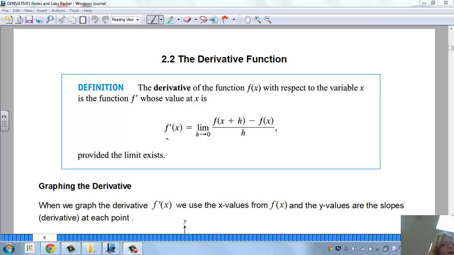Okay, well, now we're talking about the derivative as a function. And we've done a few of these already, but here's the derivative definition. It's f prime of x is the limit as h approaches 0 of f of x plus h minus f of x all over h. As opposed to what we did before, which was a derivative at a point.